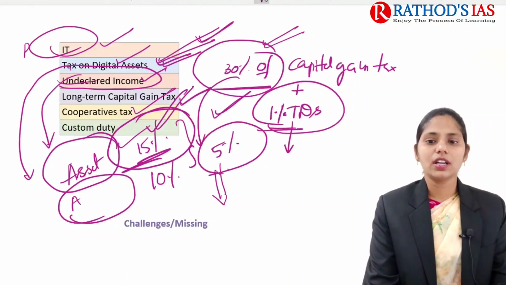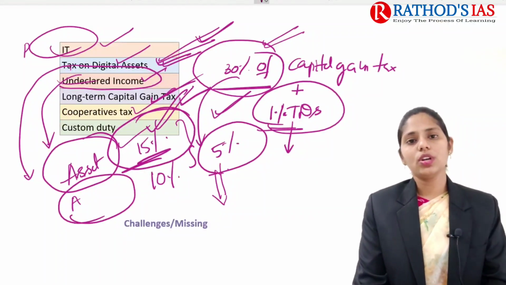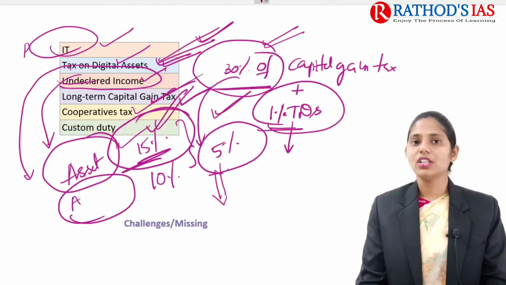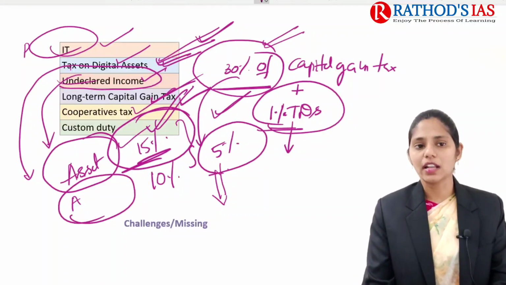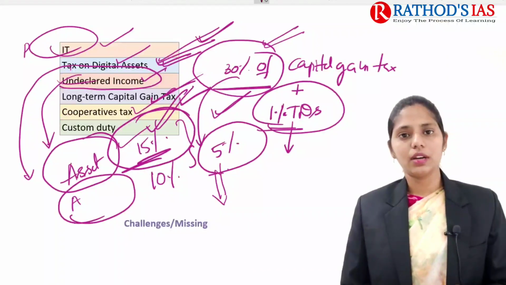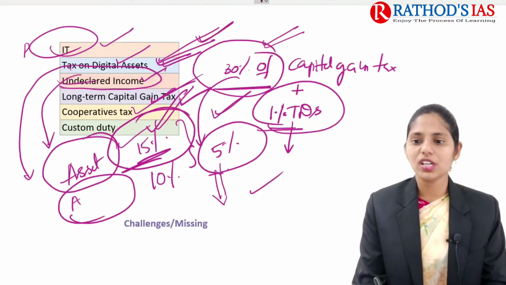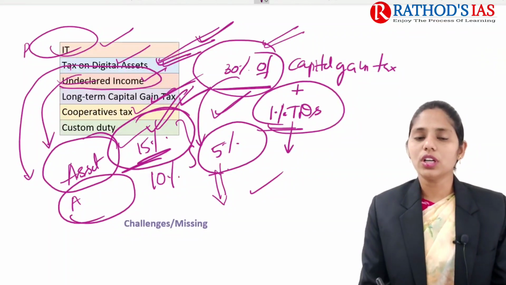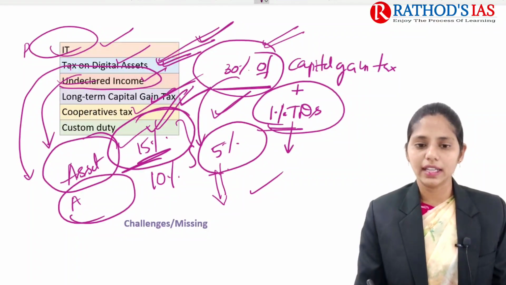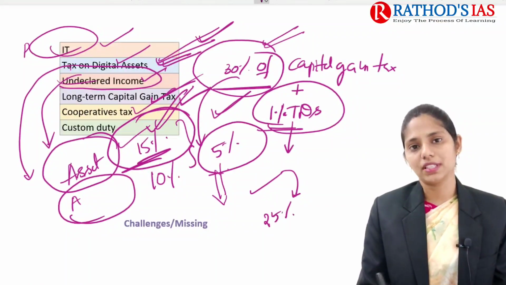And the next one is regarding undeclared income. Here the budget made one important provision regarding undeclared income. Earlier, if you did not declare the income, a case would be filed and so on. But now this year there is a provision that if you have undeclared income and you declare it in the next year, you need to pay tax of 25%.